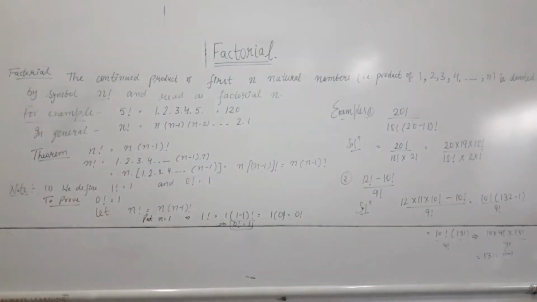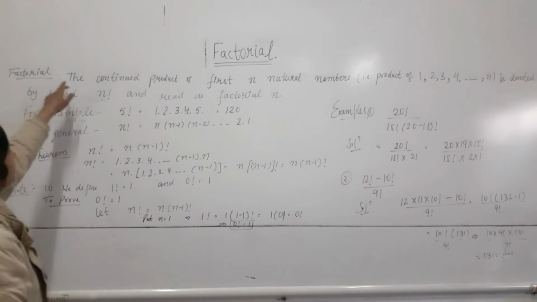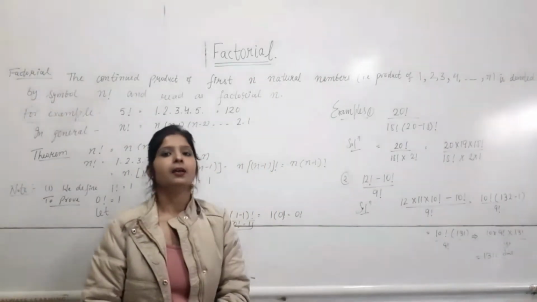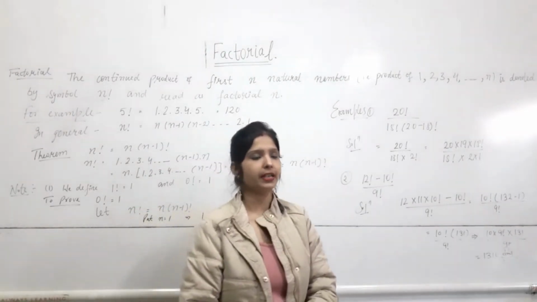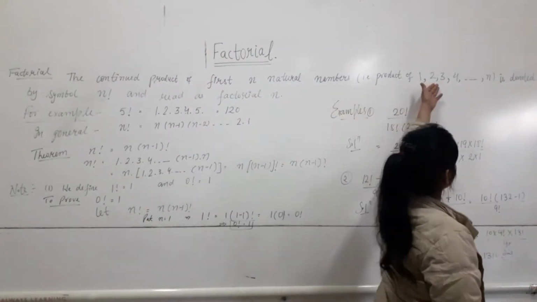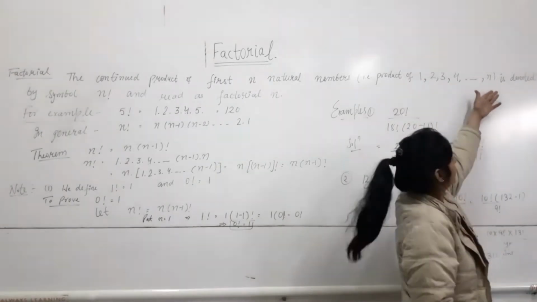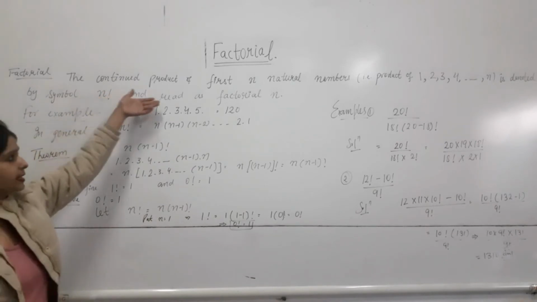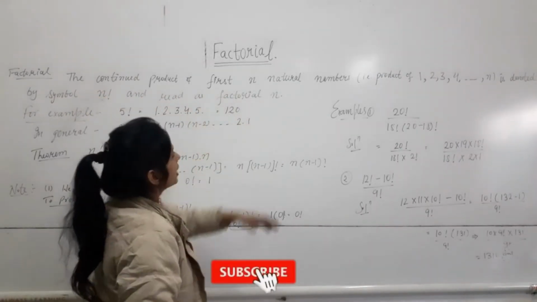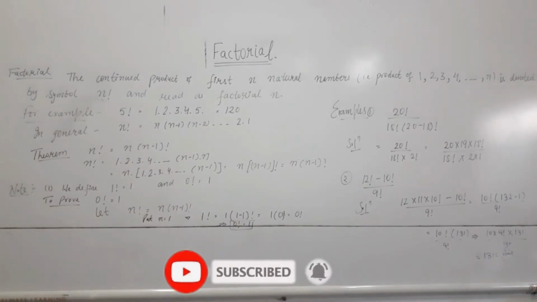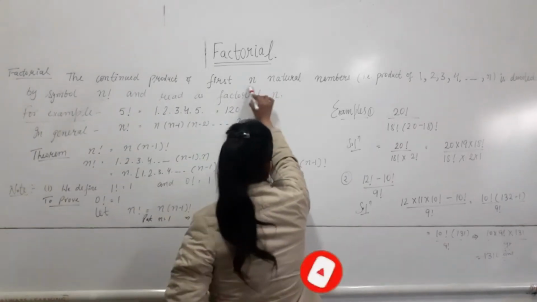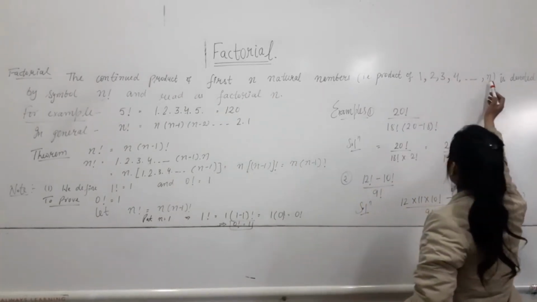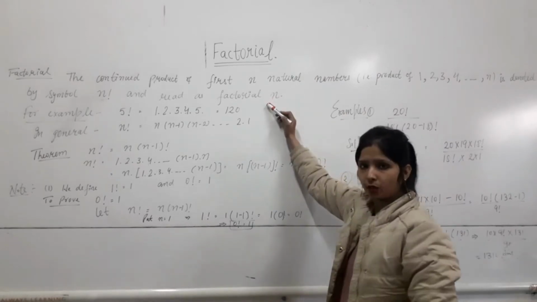Firstly, we will talk about the definition of the factorial. The continued product of the first n natural numbers, that is, the product of 1, 2, 3, 4 up to n, is denoted by the symbol n factorial and read as factorial n. This is called the factorial n.